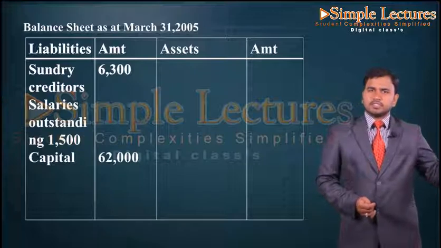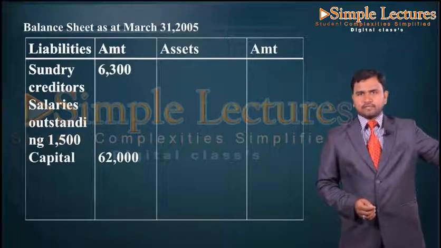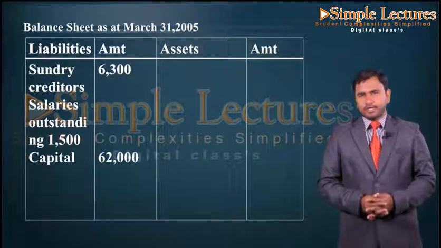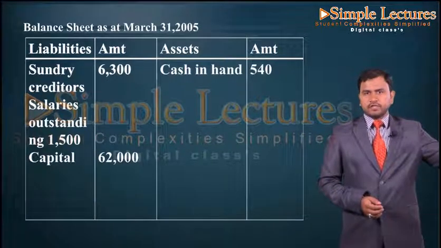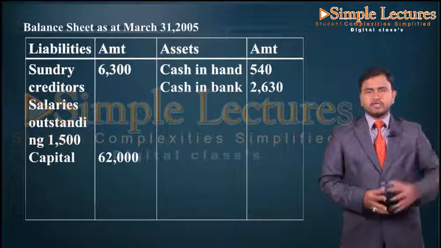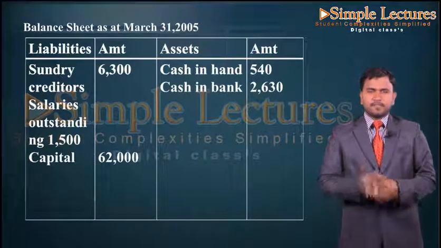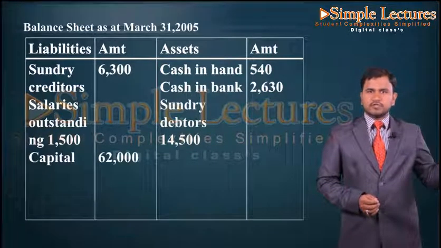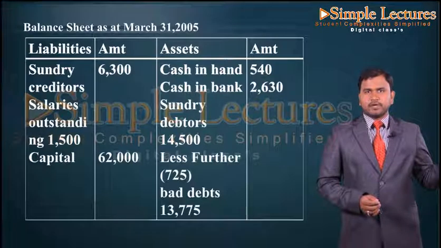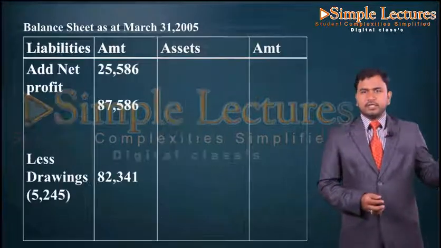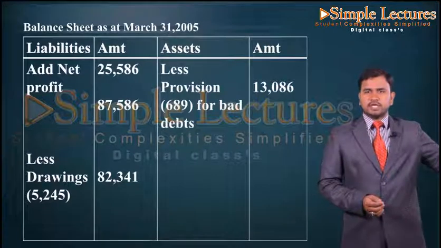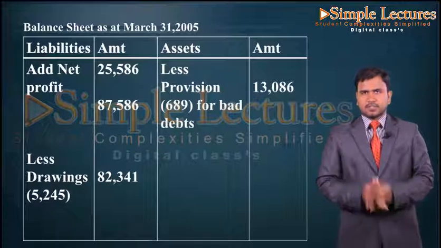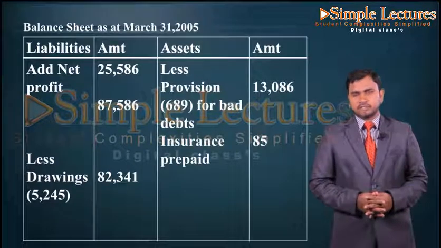So when coming to the asset side, we should have a practice that if cash balance and bank balance are available at the start, we write them first, if not we write them at the end. Cash in hand we have 540, and cash in bank we have 2,630. Then we have sundry debtors, which is 14,500. From this we have to deduct the further bad debts and the provision for bad debts. Less provision for bad debts 689, then the outer column will be 13,086.